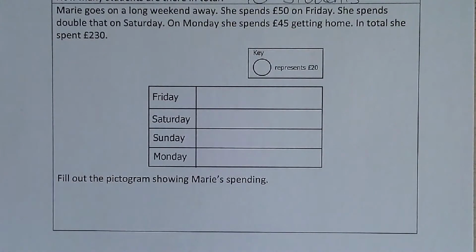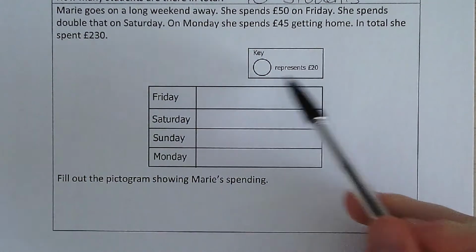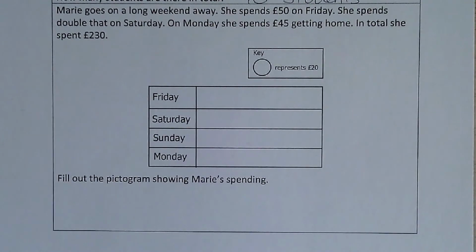And now on to the next question, where we will be completing a pictogram. This question says that Marie goes on a long weekend away. She spends £50 on Friday, she spends double that on Saturday, on Monday she spends £45, and in total she spent £230. We need to fill in the pictogram with a circle representing £20.